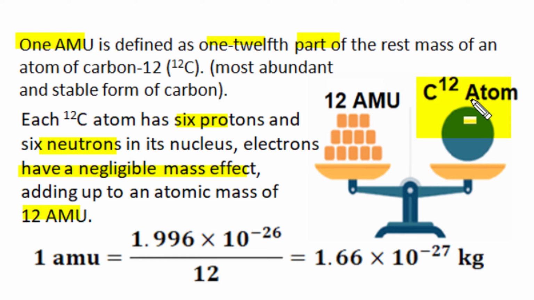Numerically, one carbon 12 atom has 1.996 into 10 to the power minus 26 kg mass, and its 1/12th part is one atomic mass unit. So one AMU is approximately equal to 1.66 into 10 to the power minus 27 kilogram. So one carbon 12 rest mass is 12 AMU, and one AMU is 1/12th part of the carbon 12 atom mass.